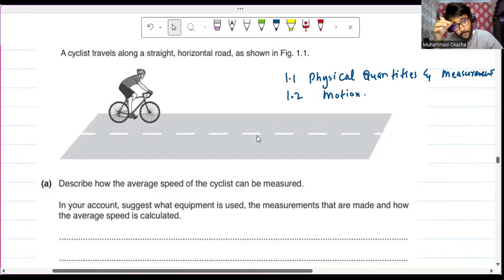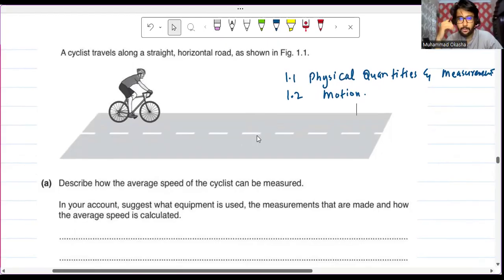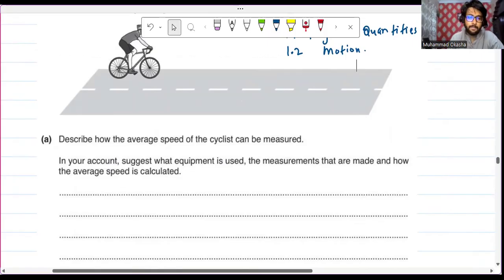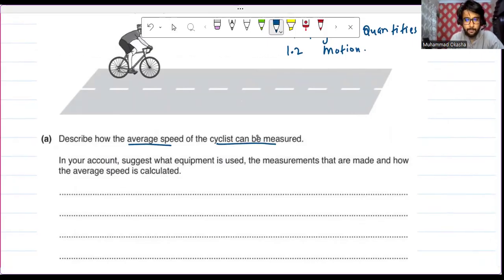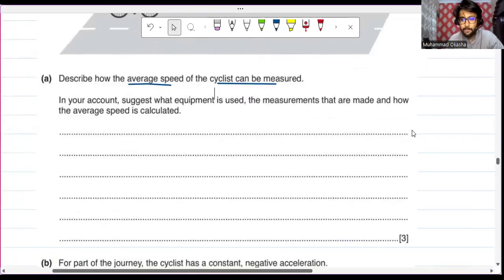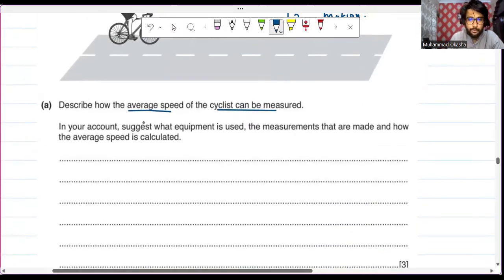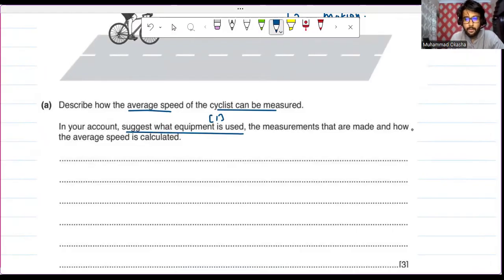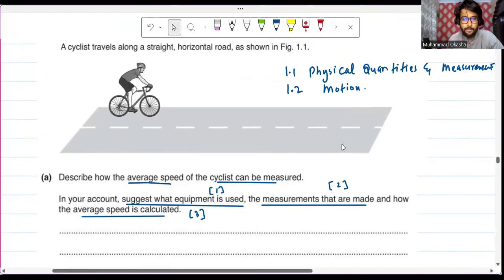A cyclist travels along a straight horizontal road as shown in figure 1.1. How can the average speed of the cyclist be measured? In your account, suggest what equipment can be used, the measurements that are made, and how average speed is calculated. Right? So this is 3 marks, and they already gave you the distribution. 1 mark is for the equipment used, 2 for the measurements that are made, and you'll score the 3rd mark for how average speed is calculated. So how would I measure the average speed?